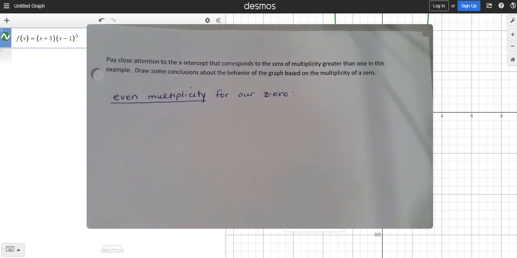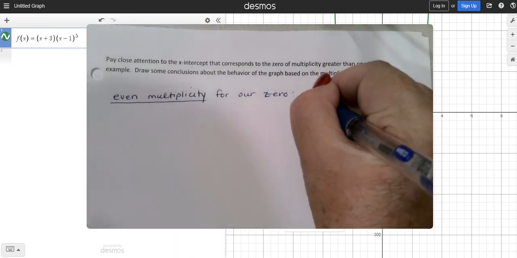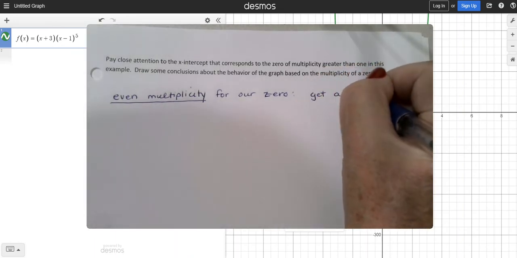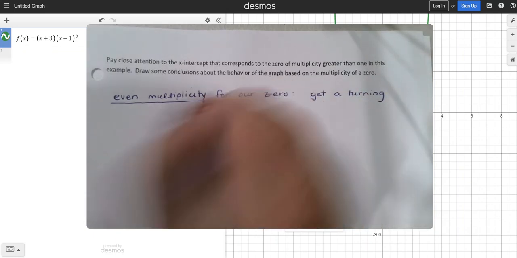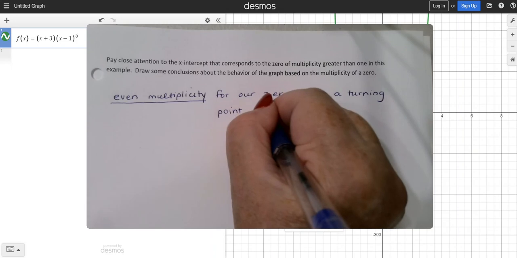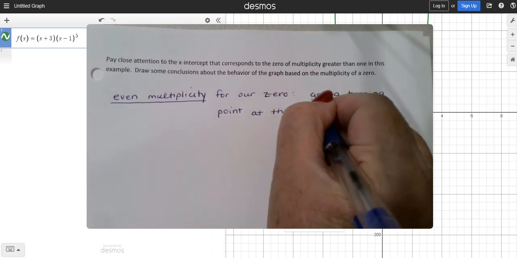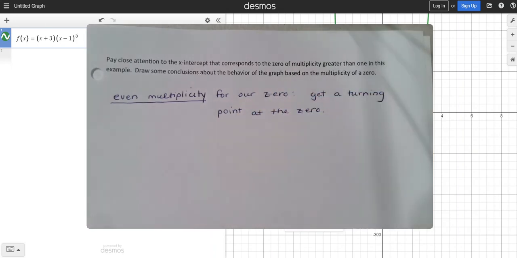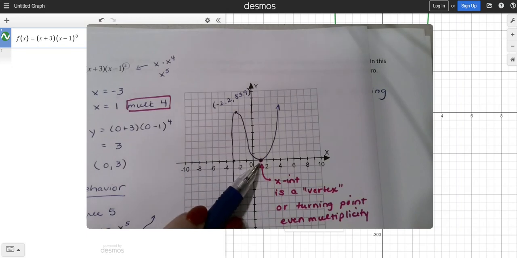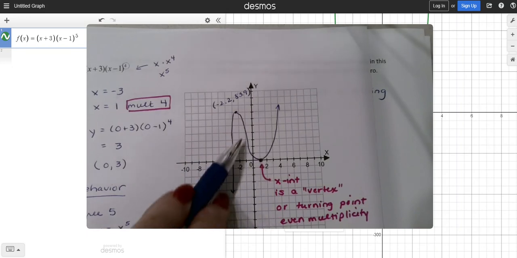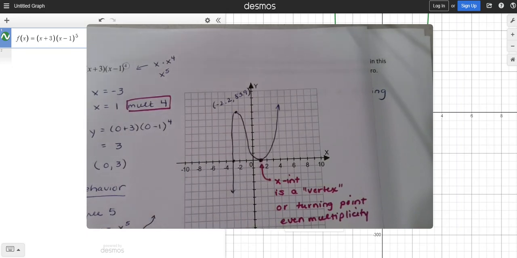Even multiplicities follow the even power functions, and we get kind of that vertex effect, or we get a turning point, we usually call it, at the 0. Sometimes people describe this as the graph sort of bouncing off the x-axis, right? It comes down here and forms a vertex or turning point, or it kind of bounces off the x-axis.